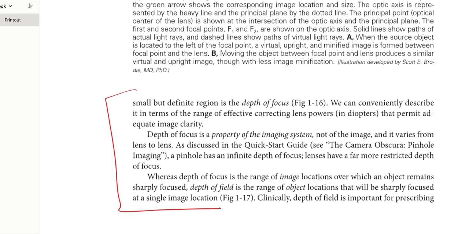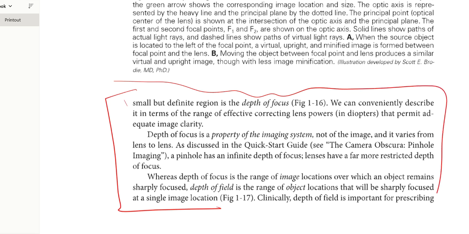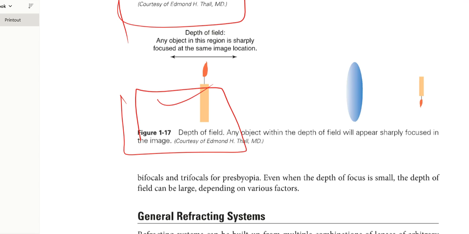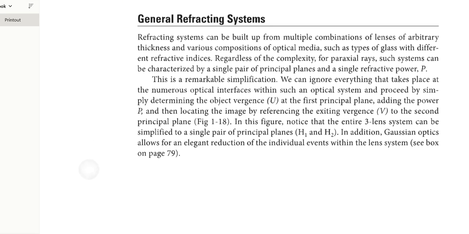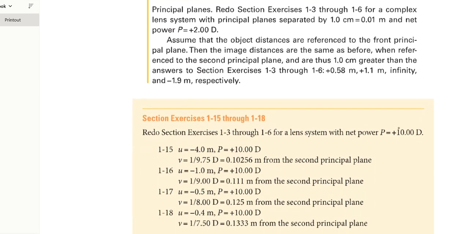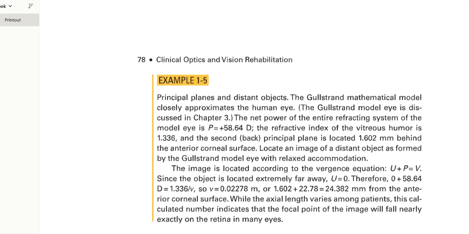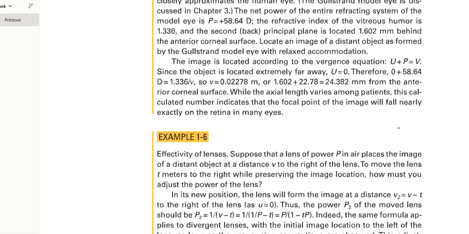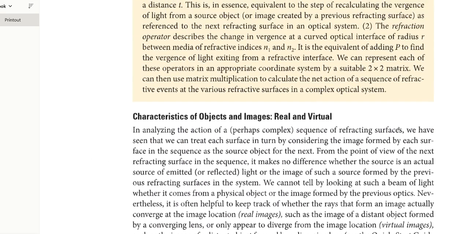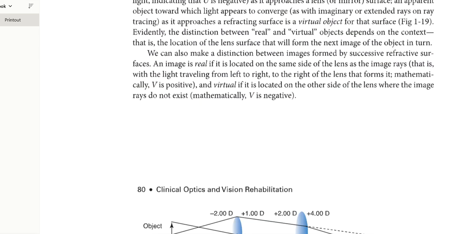Here is written again. Depth of focus, depth of field. It is very important. Get the idea from here as well. Not... just give a read to the real and virtual image topic.